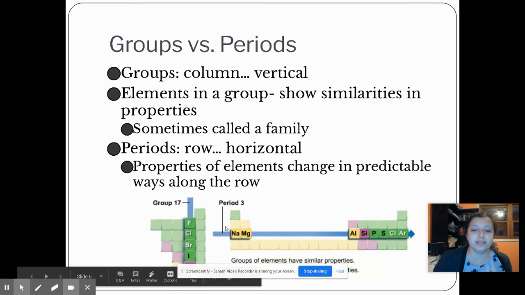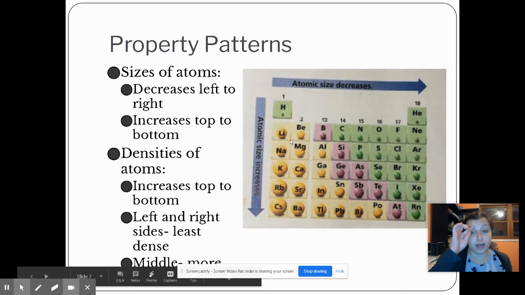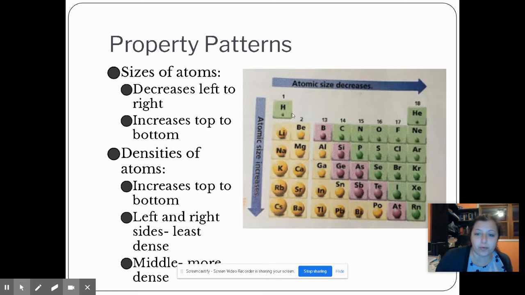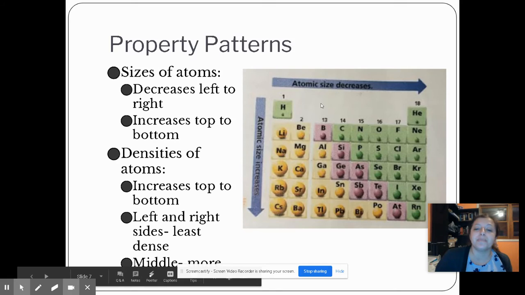Periods, they are all different, but they are predictably different. So as you go along, predictable changes can happen. These guys are not super related. These guys are. So what are those changes that we were just talking about? Again, this is directly from your book.